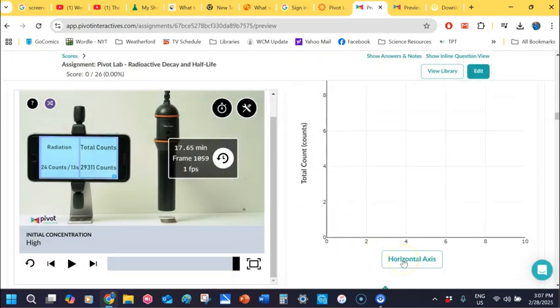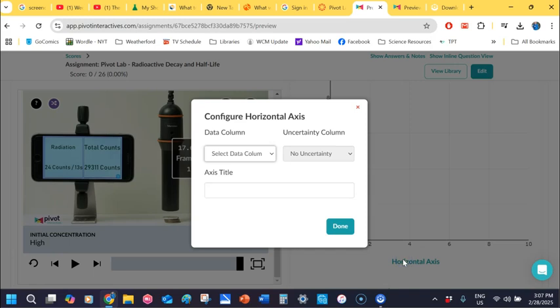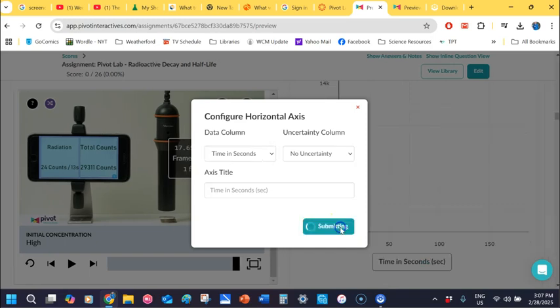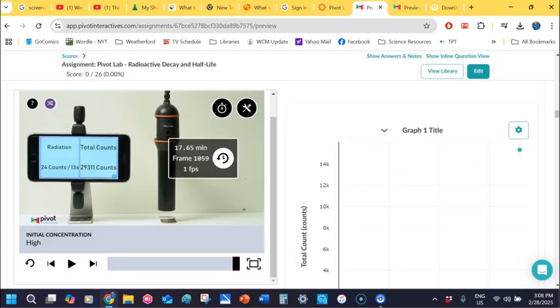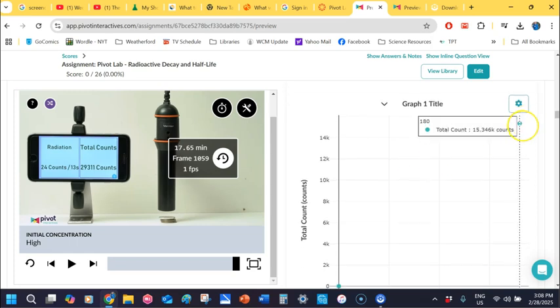Okay, the horizontal axis you're going to click on, and I believe it says time in seconds is what they recommend. You could do time in minutes, but let's go with seconds. That'll be more precise later on, and click done on that. Now, that will hopefully graph all yours. I only have this one graph at 3 minutes.